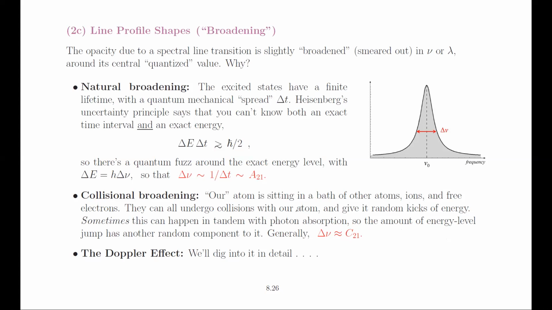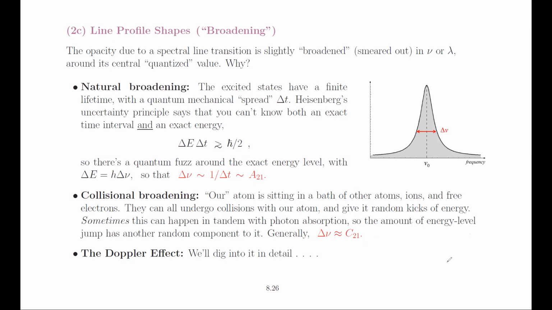And sometimes, if that happens at the same time as the photons are being absorbed or emitted, then that means that the energy levels are also perturbed by those random kicks of energy, and we get some extra broadening too. And the frequency at which that happens has to do with how often the collisions happen. Right? So we have to look at when is the A21 coefficient bigger than the C21, when is C21 bigger than A21, and that'll tell you which one of those two effects is the dominant one.